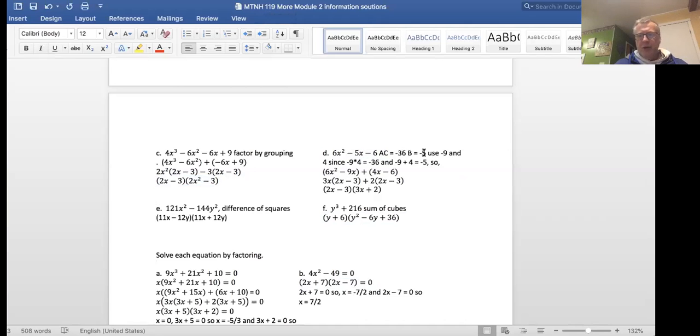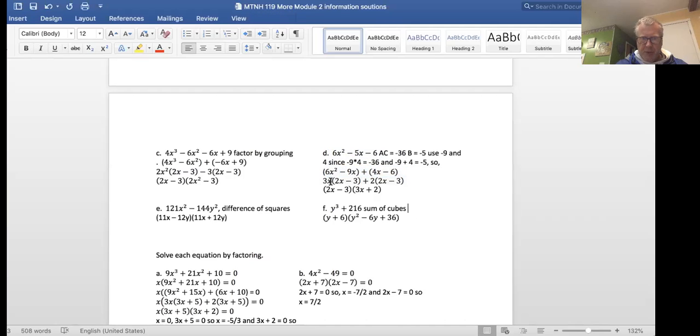Again, those aren't always that quick. Okay? So don't get discouraged if it takes you a little bit longer. That's okay. So then I rewrite 6x squared minus 9x plus 4x minus 6, rewriting minus 5x as minus 9x and 4x.